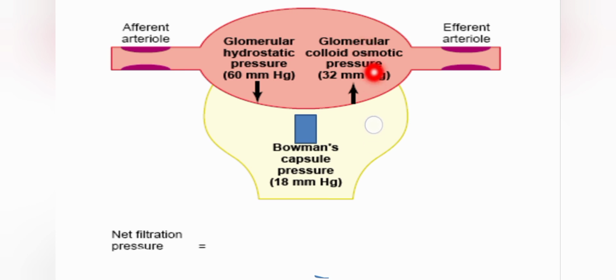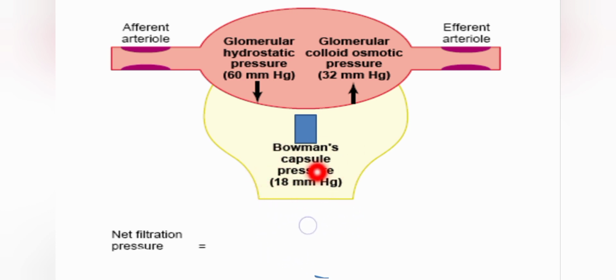This force opposes the formation of glomerular filtrate. So this is the direction of the arrow, and it is showing that this force is opposing the formation of glomerular filtrate. Now ideally there should be two forces in the Bowman's capsule, one due to the presence of fluid or filtrate in the Bowman's capsule, and this force is called Bowman's capsule hydrostatic pressure or Bowman's capsule pressure.